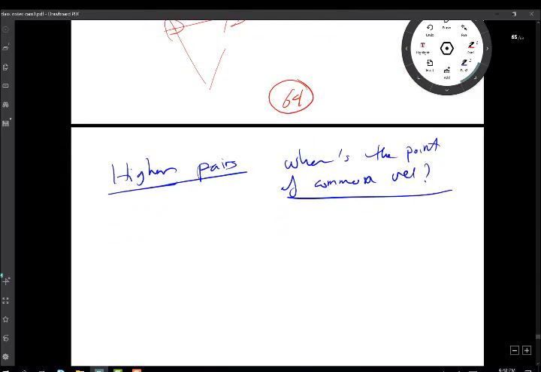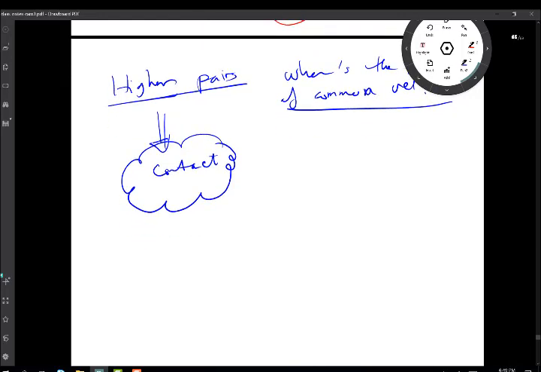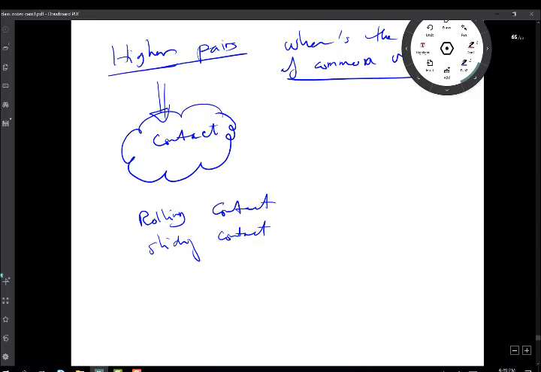So with higher pairs, we have two types of contact. Higher pair really is more of a contact type of thing. When we talk about higher pairs, we talk about contact. The buzzword is contact more than anything. So we have two types of contact: the rolling contact, and the sliding contact. Most situations are maybe cases between both.